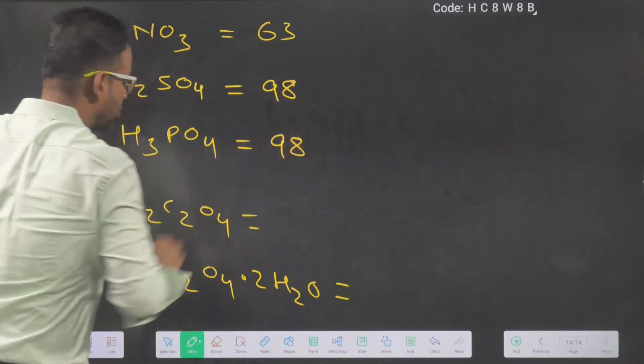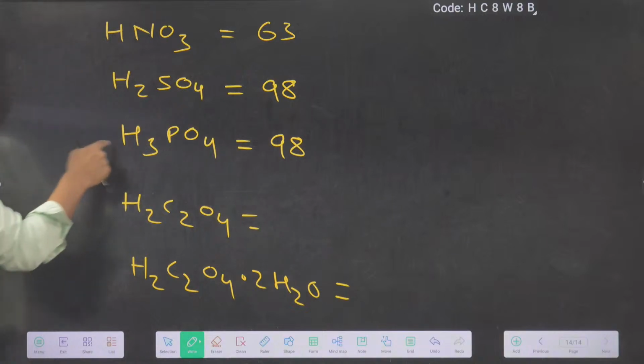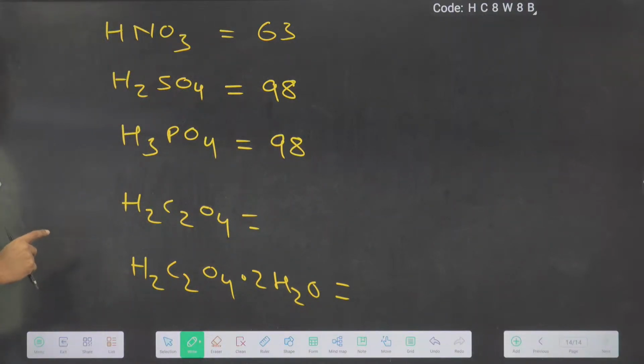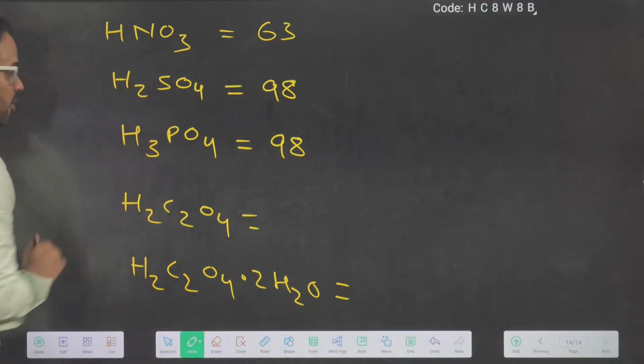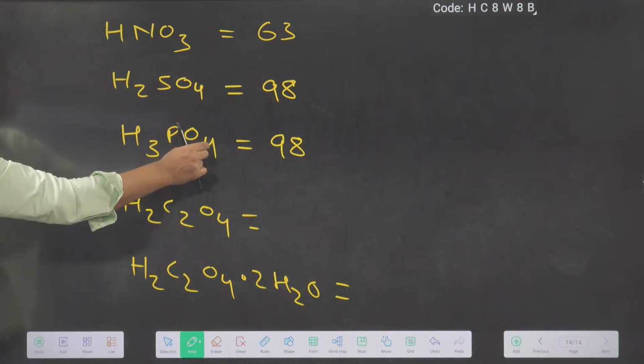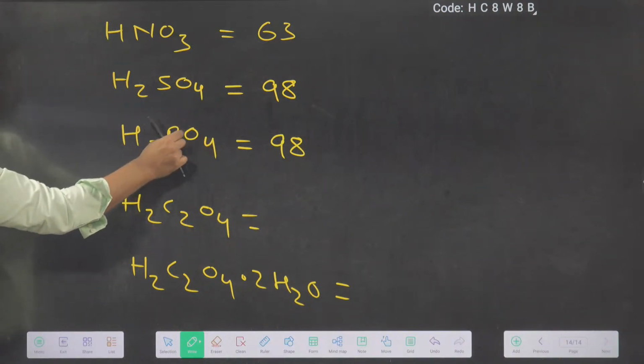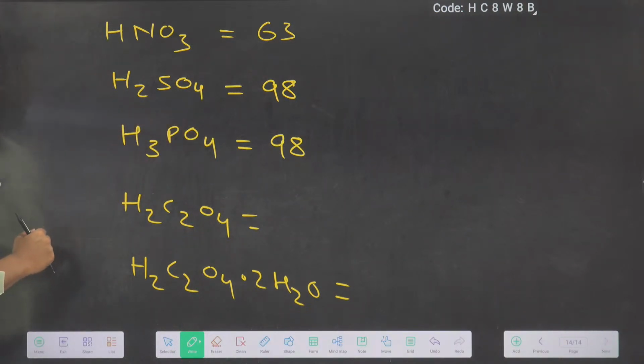H3PO4 will also come out to be 98. Either you can calculate it or you can trust me. Both options are available. H3PO4, phosphoric acid, will also come out to be 98. 16 4s are 64 plus 31, that is 95. 95 plus 3, 98.